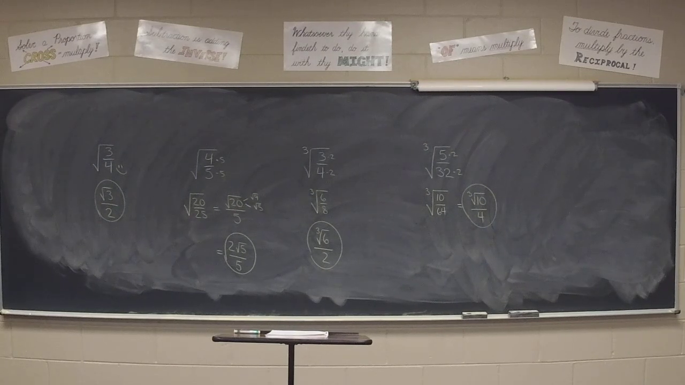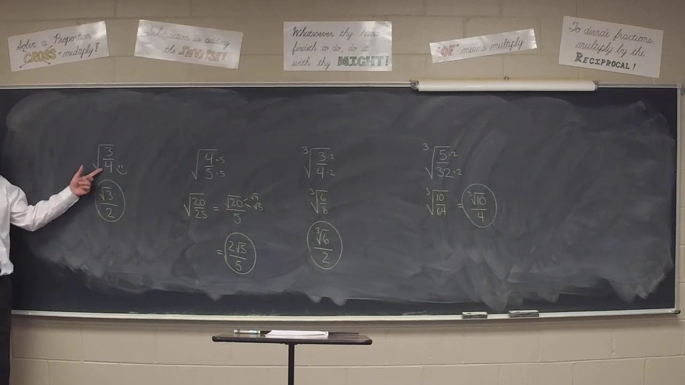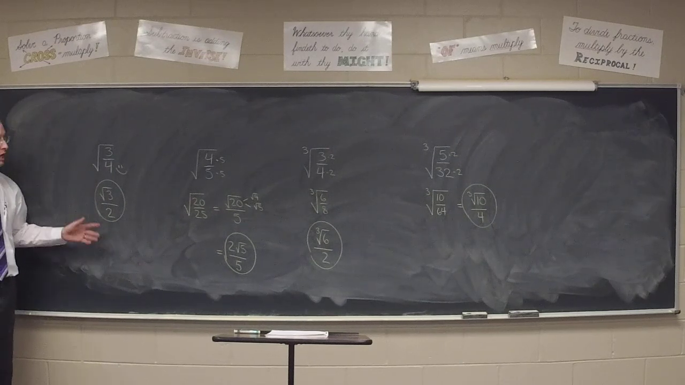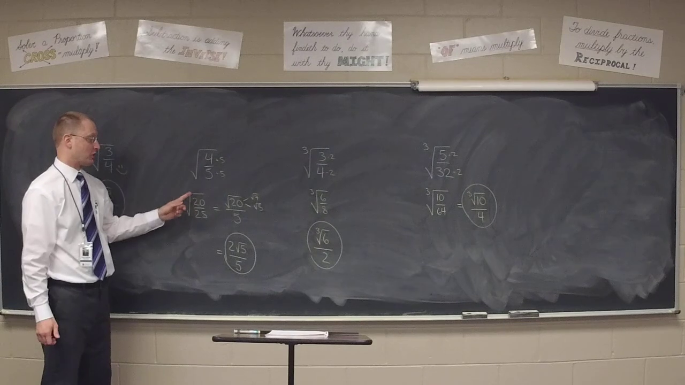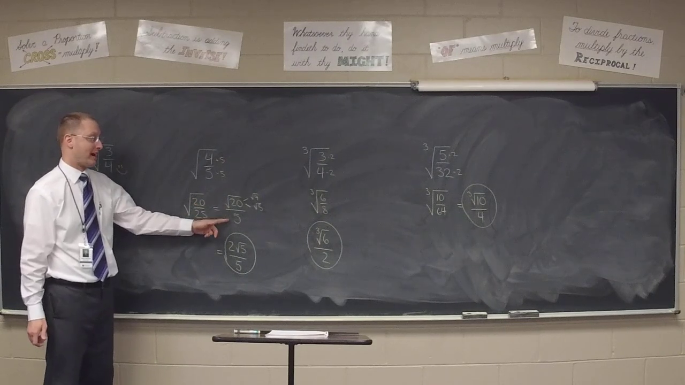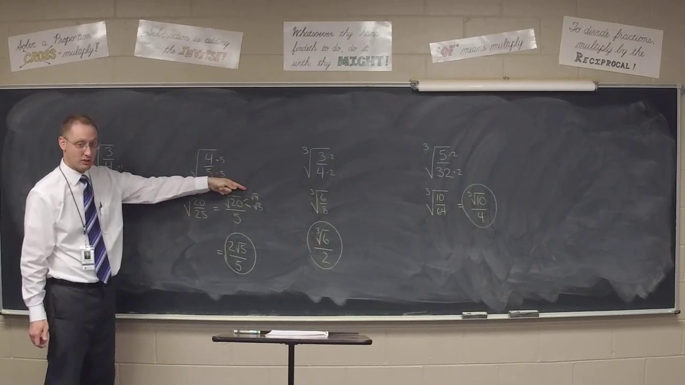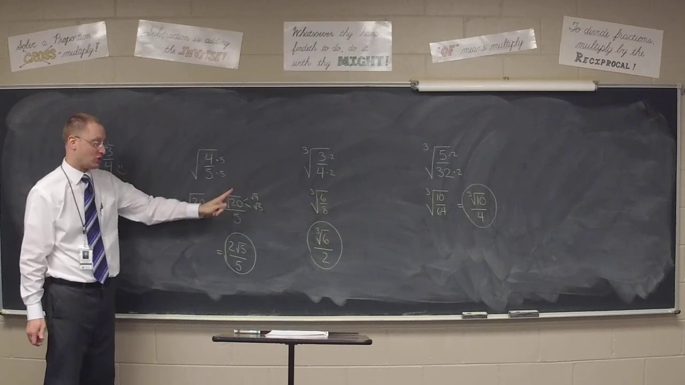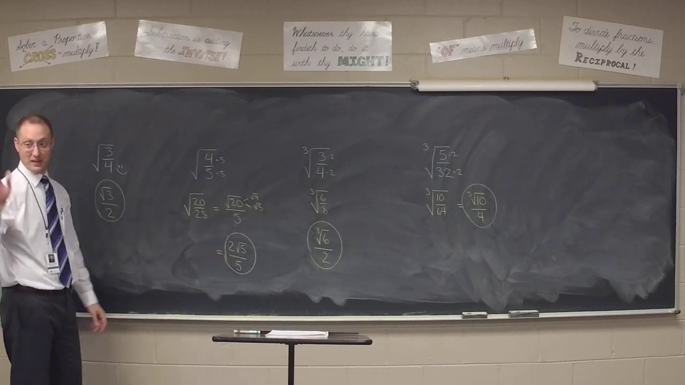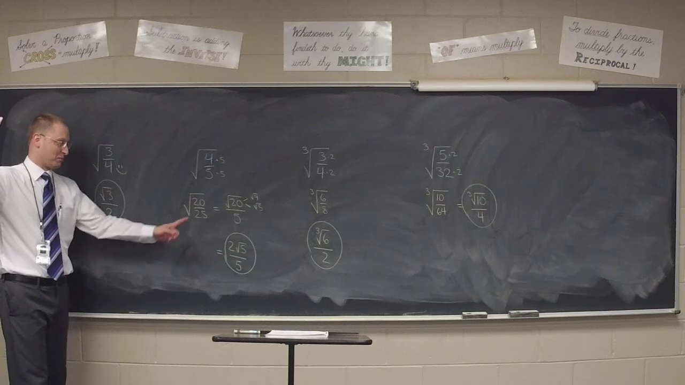All right, check your answers. Do you notice this one's already good? Just take the square root of 4 to get 2, make the square root of 3. This one, I need to multiply by 5 to get 20 25ths, gives me the square root of 20 over 5, but I can factor that back up into square root of 4 times square root of 5 to get 2 times the square root of 5 over 5.